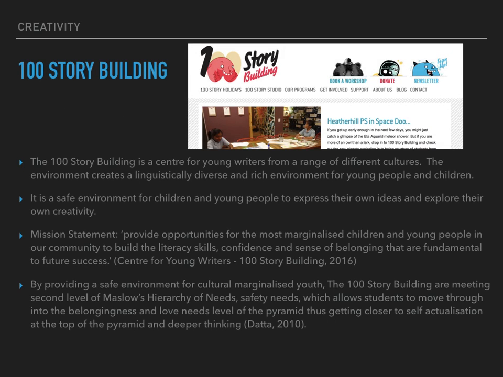The 100-story building is a building located in Footscray. It specialises in supporting culturally marginalised youth through a literacy program. I could use this as a future teacher to plan an excursion during a creative writing program, which would allow students to further enhance their learning. This could also support the physical domain of students, as it is a safe environment for them to learn in, as well as a social environment, as they will be working collaboratively with their peers.